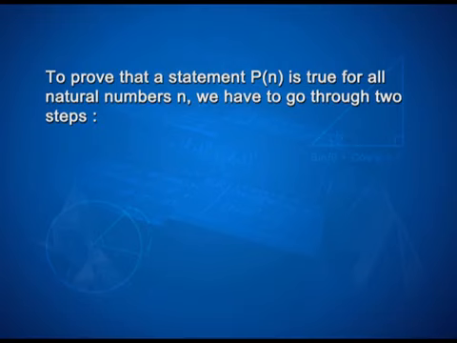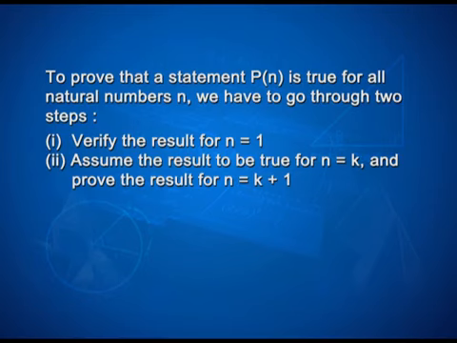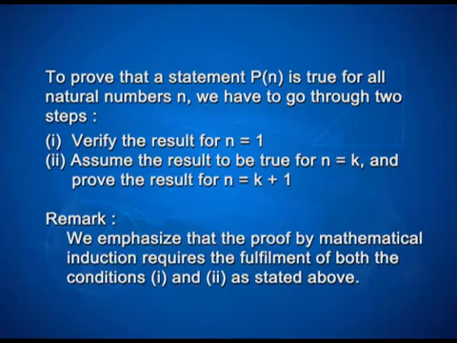To prove that a statement P(n) is true for all natural numbers n, we have to go through two steps for the principle of mathematical induction. Let us see what they are. First, verify the result for n equal to 1. Second, assume the result is true for n equal to k and then prove the result for n equal to k+1. Here we have a special remark to make. We emphasize that a proof by mathematical induction requires the fulfillment of both the first and second conditions as stated above.